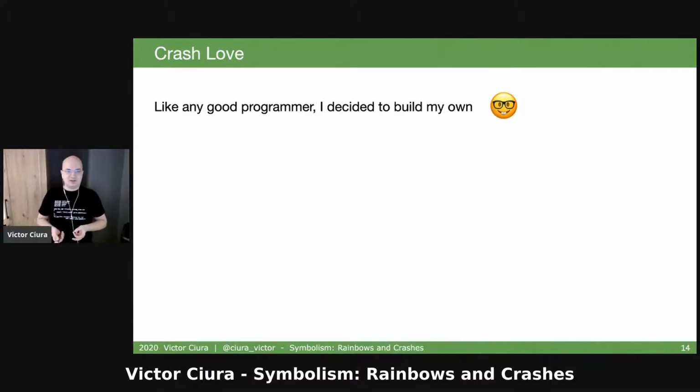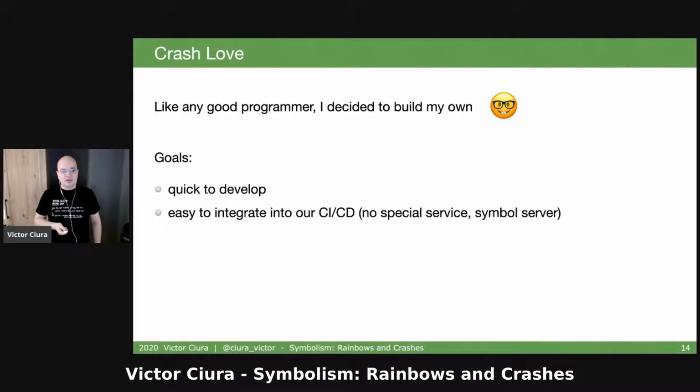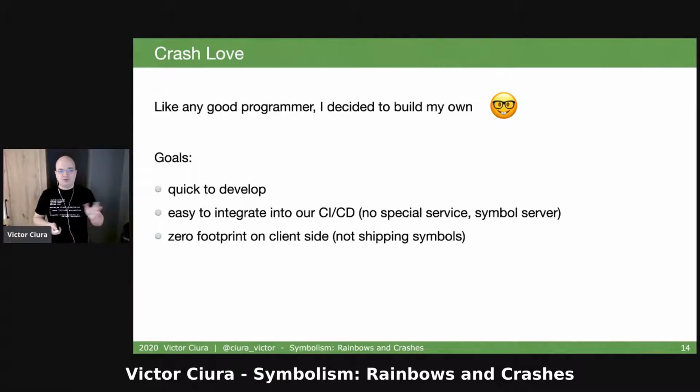You might say we're setting ourselves up for long run and possibly failures, but we were young and naive. Some goals we set out for this. It had to be quick to develop because we need it as soon as possible. We want it to be easy to integrate in our CI/CD system. No special service or symbol server setup required. We want zero footprint on client side, so we don't want to ship symbols on client machines.